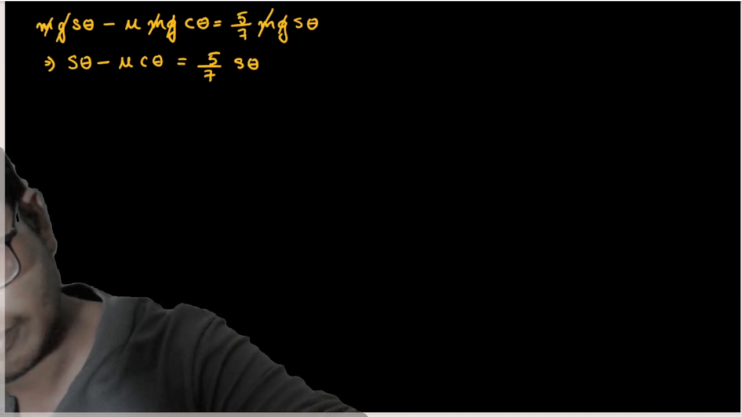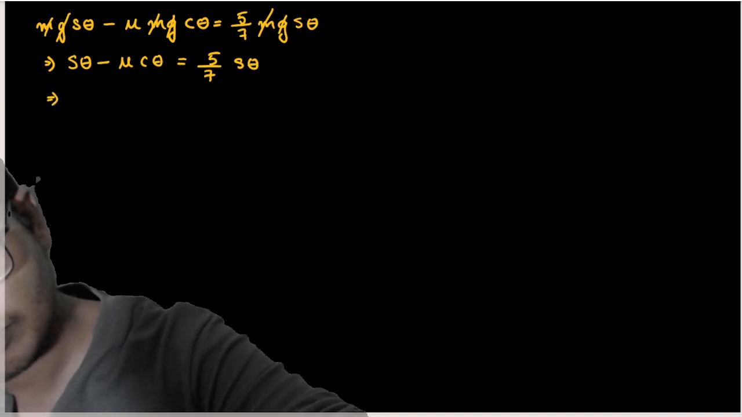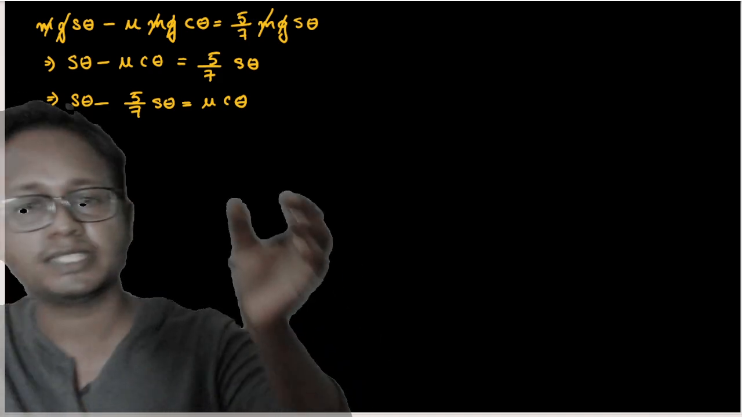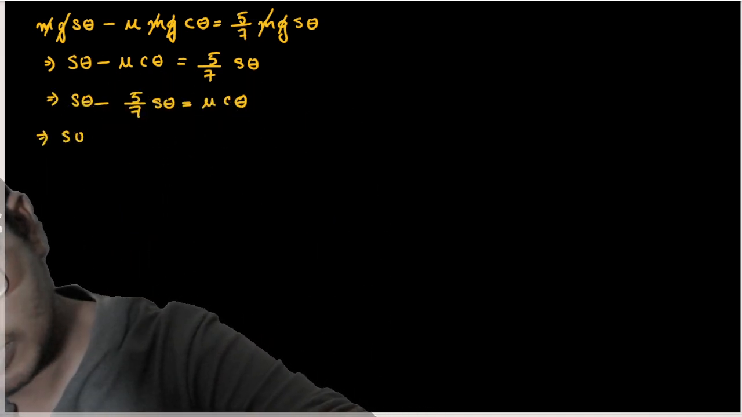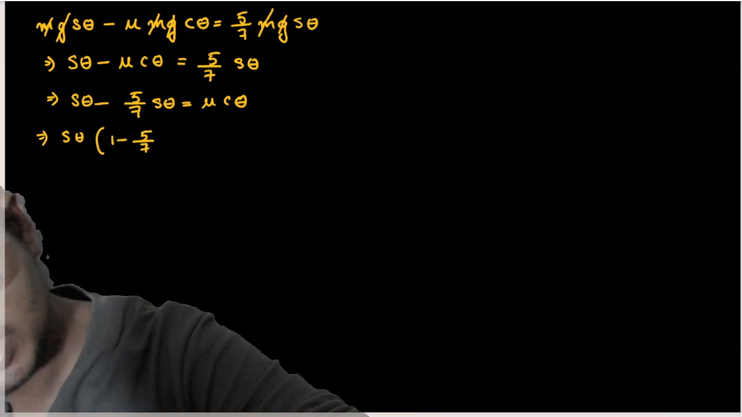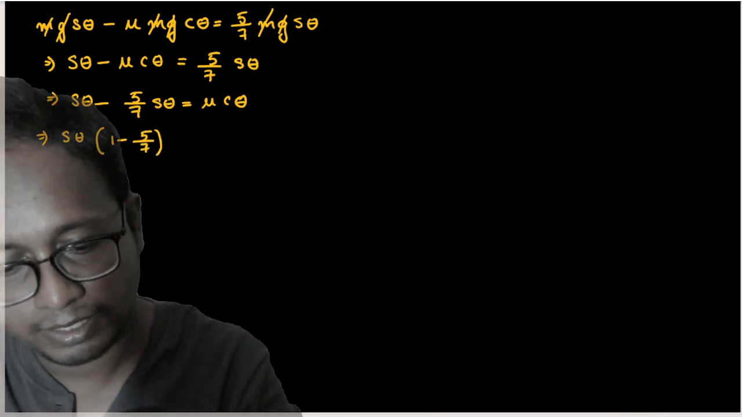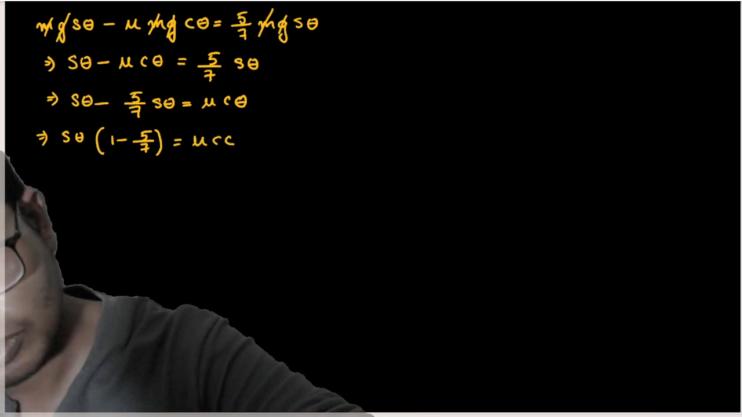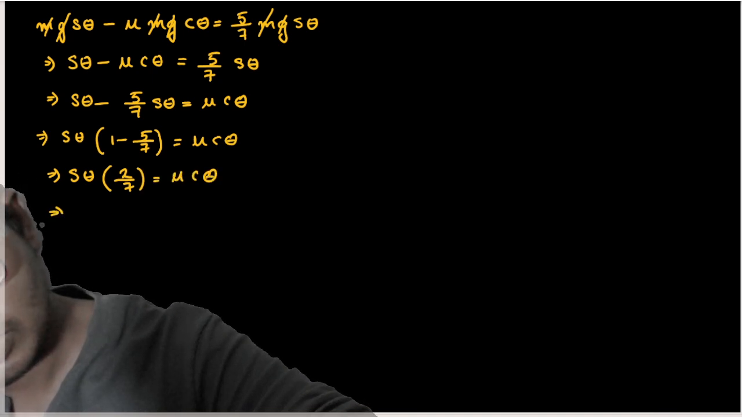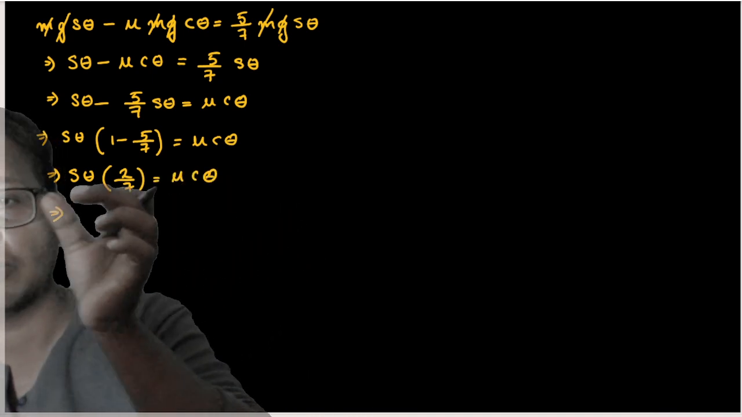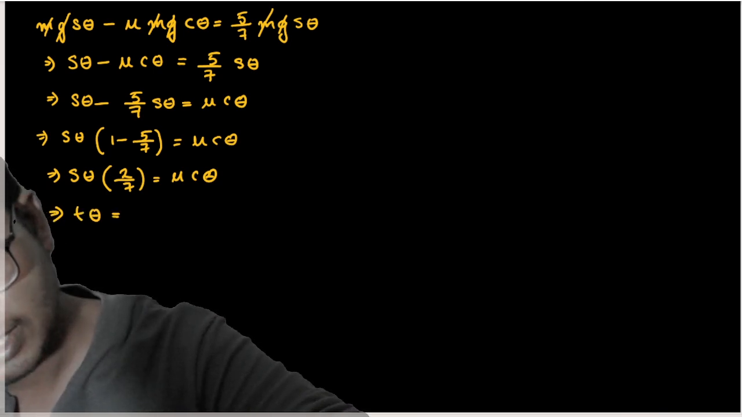Okay, let's group together sin theta. So sin theta minus 5 by 7 sin theta is equal to mu cos theta. I just send this to the left hand side and this mu cos theta to the right hand side. If I take sin theta common, 1 minus 5 by 7 is nothing but 2 by 7, is equal to mu cos theta. That means if I take this cos theta down, sin theta by cos theta is nothing but tan theta is equal to 2 by 7.